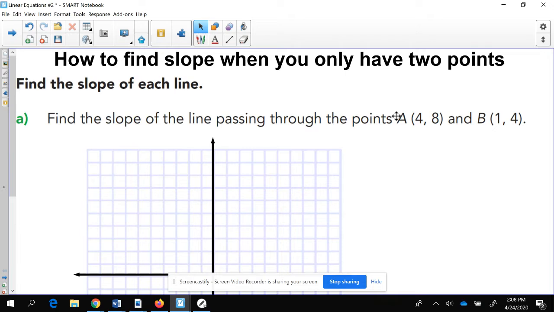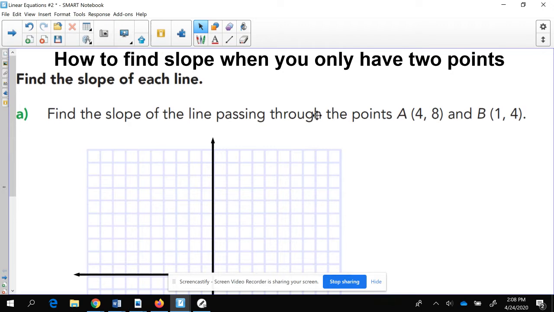So today we're going to be learning how to find slope when you only have 2 points. If we take a look here, here's the very first problem of this. And the goal is that I would like you guys to try to figure out the formula to solve this before I show you. So that's going to be kind of the goal today. We want you guys to figure out the formula before I show you.